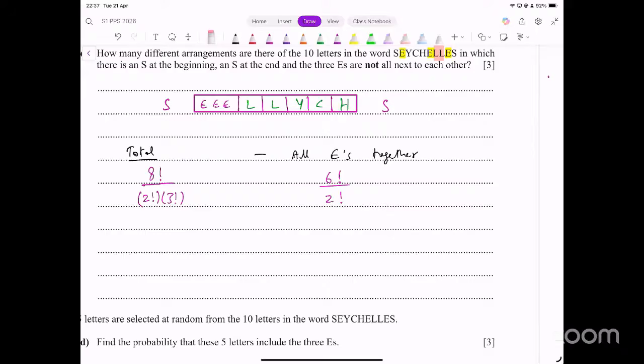Okay? We don't have to divide by 3 factorial because we're not considering the arrangements for E's at all. They are identical. We did not consider them in 6 factorial. We just considered this as one single box. So that's the number of arrangements in which all E's are together. You find this difference and that will give you the result. 3360 minus 360. And that gives us 3000. And that's the final answer.